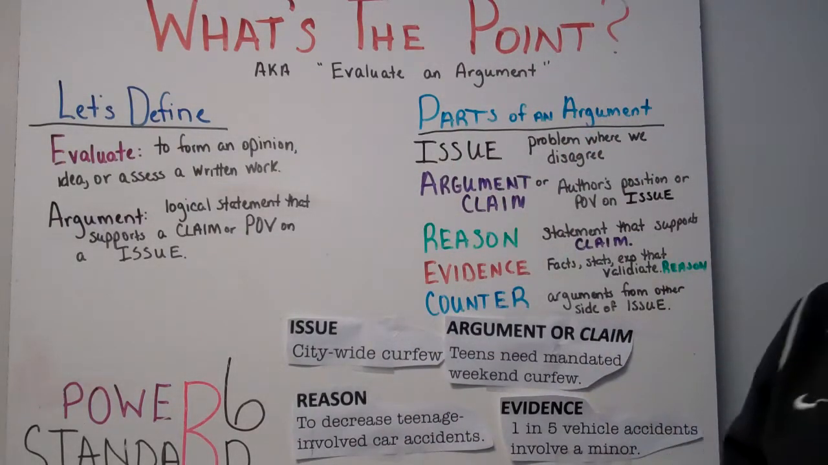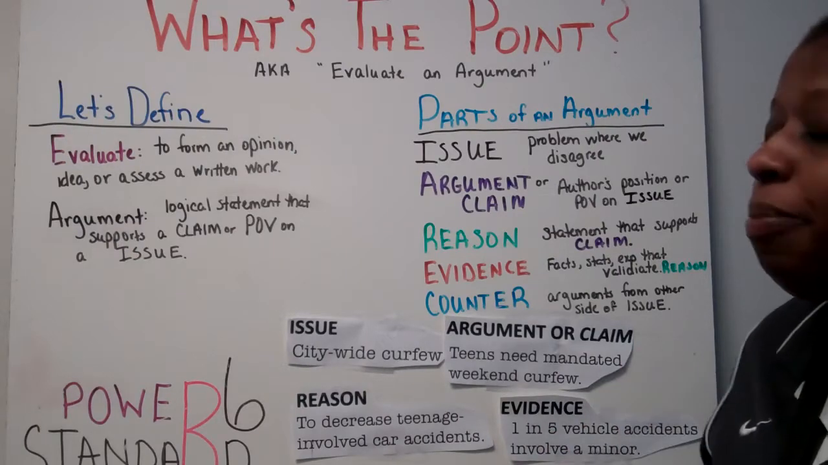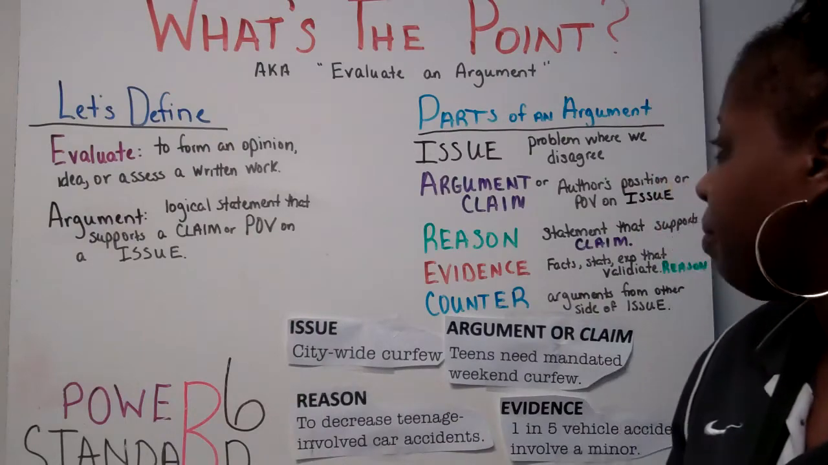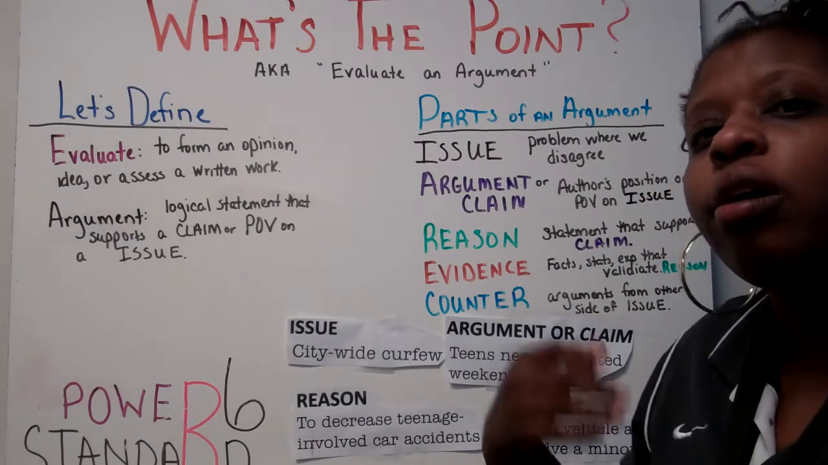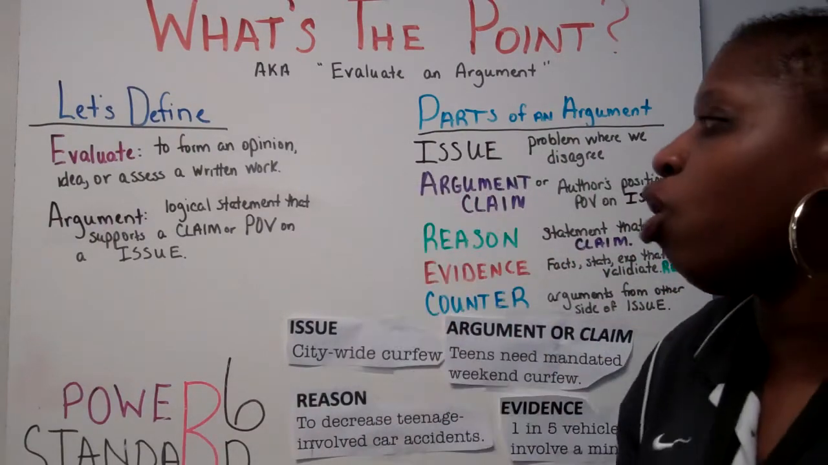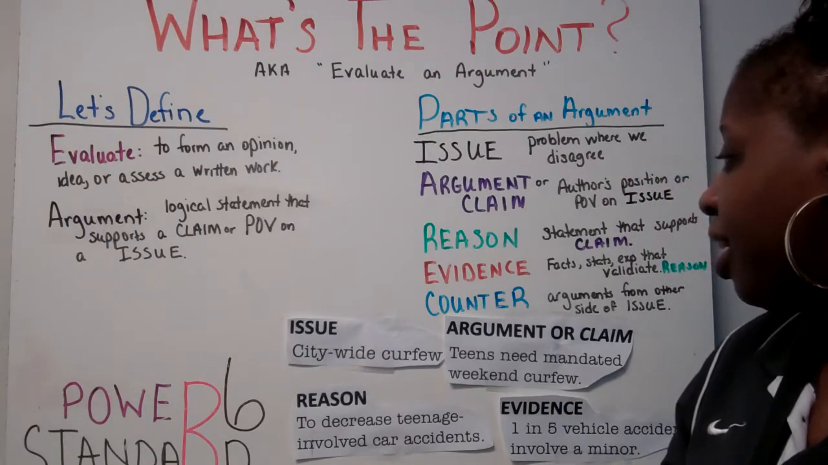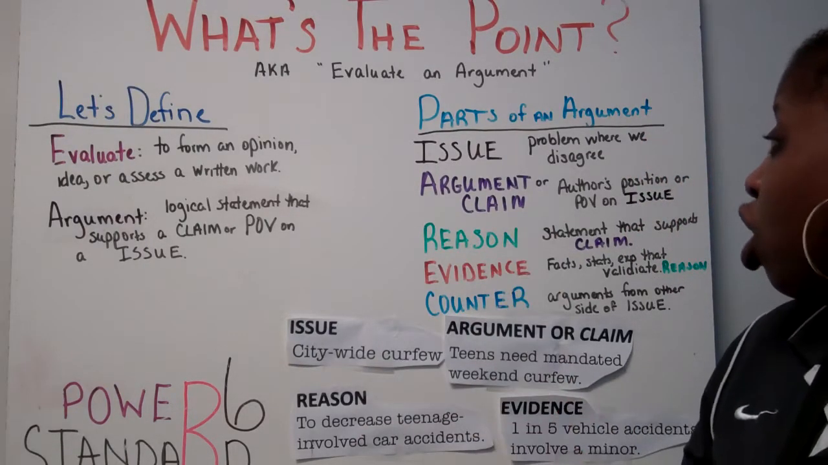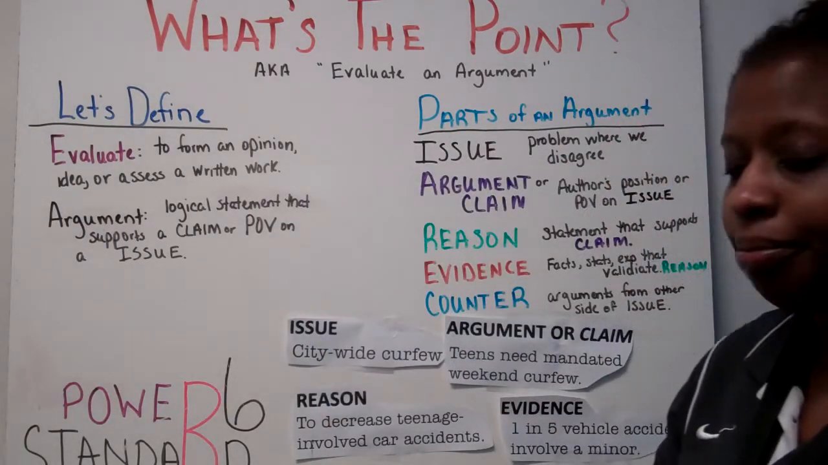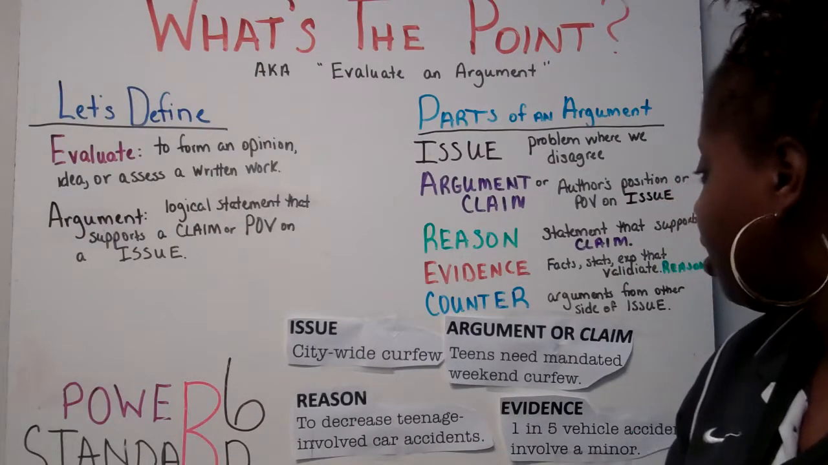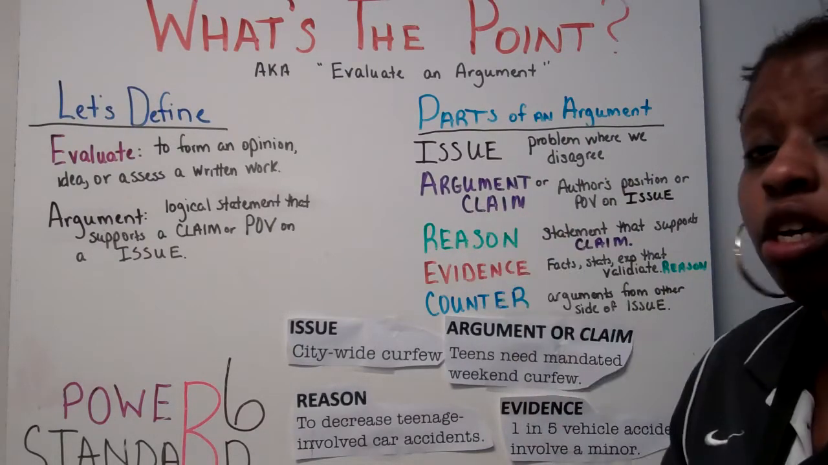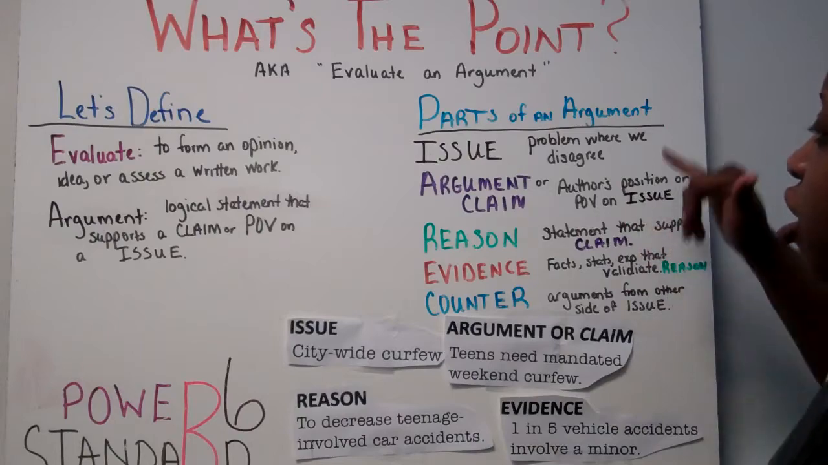The first part of an argument is the issue. That's the problem where we disagree, and by "we" I mean different types of people. Next, we have the argument, or what's more aptly called the claim. That is the author's position or POV on an issue. Next, we have reason. Reason is a statement that supports the claim. Next, we have evidence: facts, statistics, and experiences that validate the reason. So if you notice, everything is always going back to the previous one.